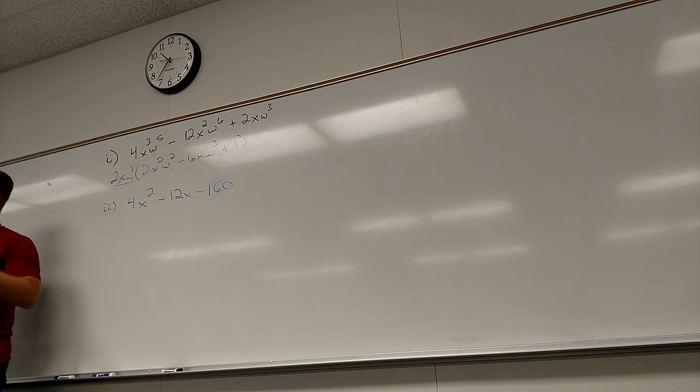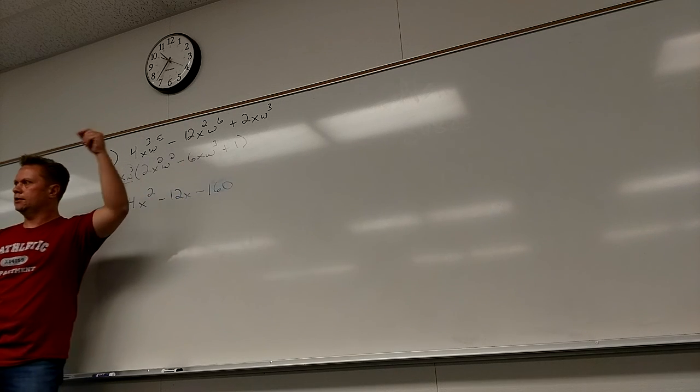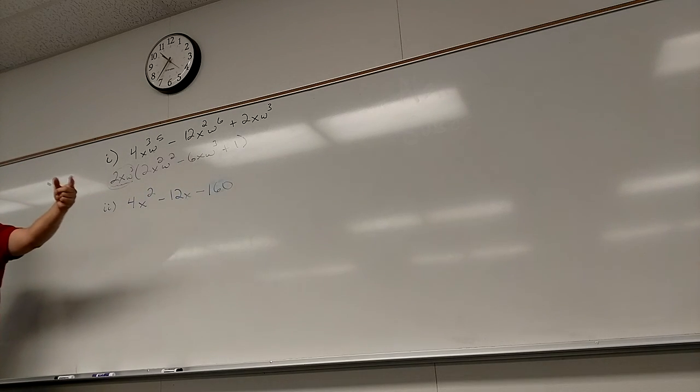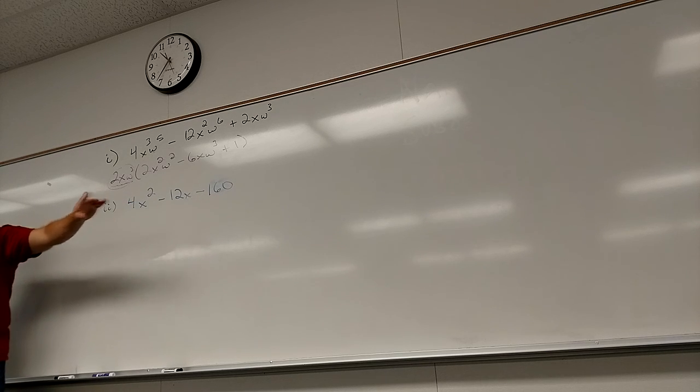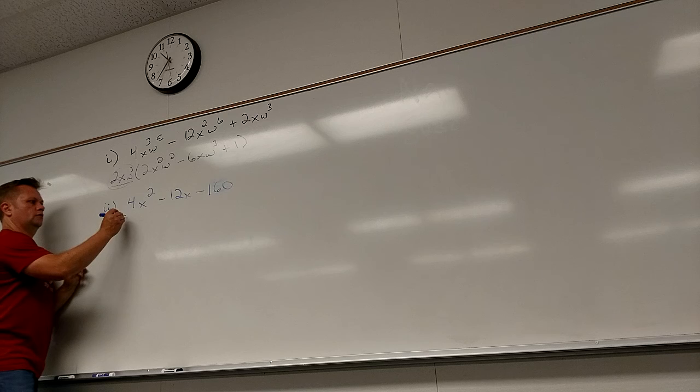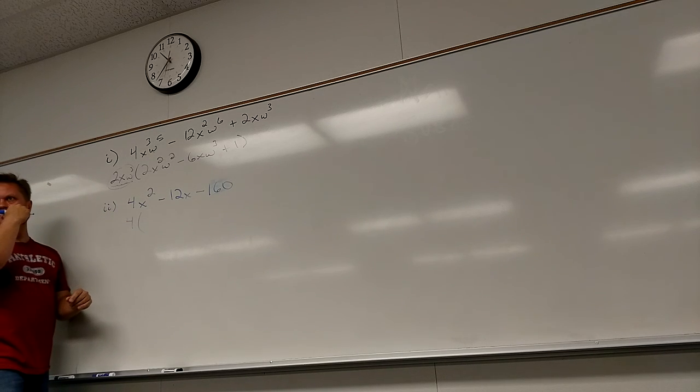Now, some people would go 4 times negative 160, and I feel bad for those people because they skipped the most important step, which is GCF. Right? Is there a GCF? Yeah. What is it? 4. X squared.